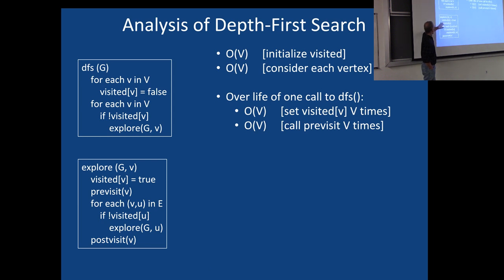No, not how many times do you call previsit on the vertex? Yes. V times, once for each vertex. Okay? So explore will be called once per vertex. This method will be called once per vertex. Sometimes it's called from up there, sometimes it's called from down here, but it's called once per vertex. So we'll set visited of A to true V times. We'll call previsit V times.